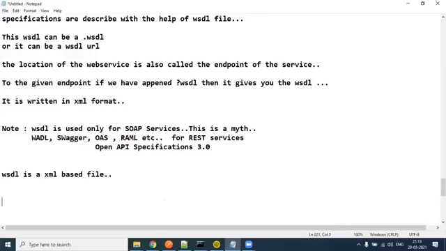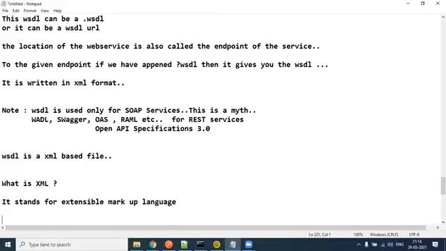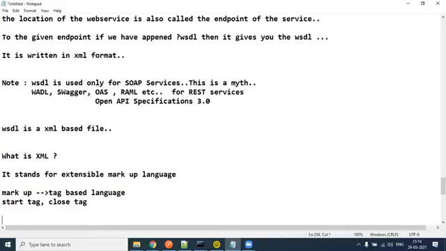Before we talk about any XML based file, it becomes very significant for us to understand what XML is. So what does XML stand for? It stands for extensible markup language. What is the meaning of markup? Markup is a tag based language, so whatever information you write is in the form of tags. There is a start tag and there is a close tag.